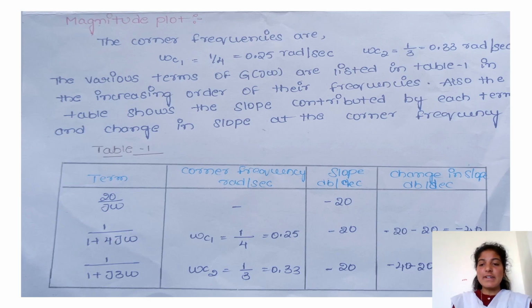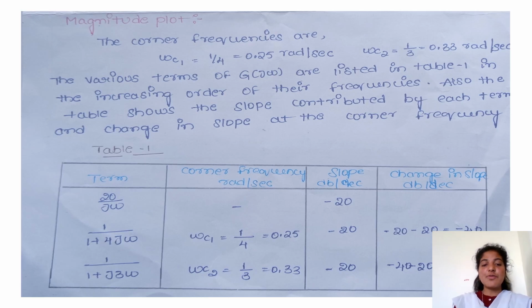The columns of the table are the terms, corner frequency in radians per second, slope in decibels, and change in slope. When we take the first term, 20 by j omega, there is no corner frequency, and the slope is minus 20 because j omega is in the denominator; there is no change in the slope. For the term 1 by (1 plus 4 j omega), the first corner frequency is 1 by 4, that is 0.25 in decimals, and the slope is minus 20 because j omega is in the denominator, and the change in slope we get is minus 40.